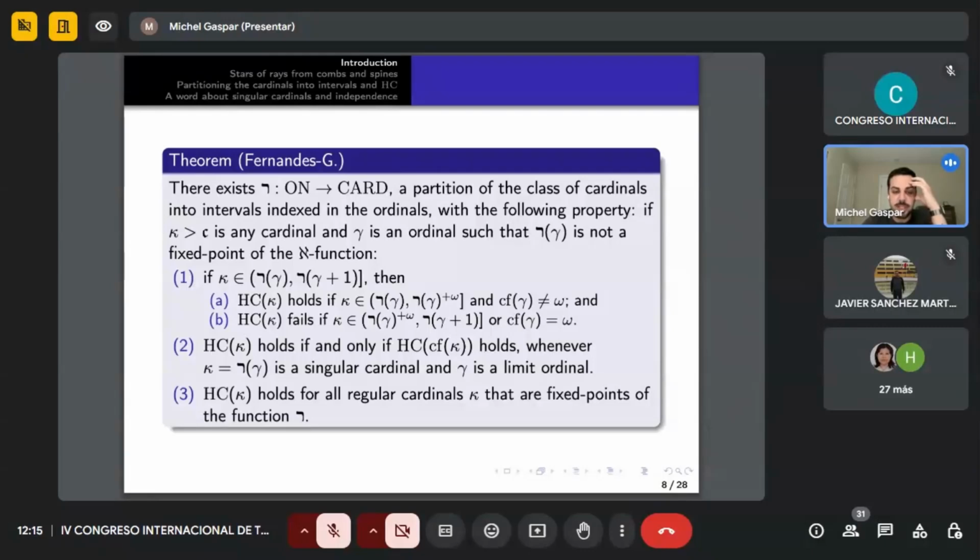So we partition this rash gamma plus 1 in half. We go to plus omega, and then we actually have that it holds. Otherwise, it fails, depending on the cofinality of your input. We also prove that the status of HC depends only on the cofinality. If we're talking about singular cardinals, they are rash of limit ordinals. This is a specific case. So as we see, we have a lot of cardinals for which we can actually prove that Halin's conjecture holds. And also it does hold for all regular cardinals that are fixed points of the function rash.